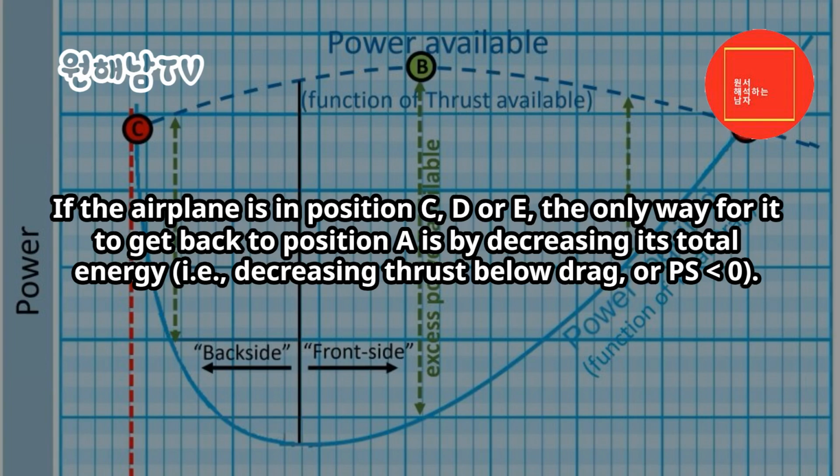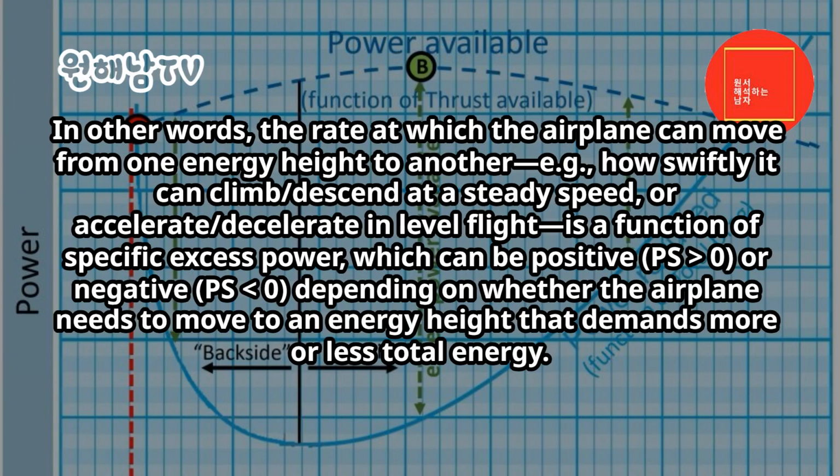If the airplane is in position C, D or E, the only way for it to get back to position A is by decreasing its total energy, i.e., decreasing thrust below drag, or PS is less than 0. In other words, the rate at which the airplane can move from one energy height to another, e.g., how swiftly it can climb, descend at a steady speed, or accelerate or decelerate in level flight, is a function of specific excess power, which can be positive, PS is greater than 0, or negative, PS is less than 0, depending on whether the airplane needs to move to an energy height that demands more or less total energy.